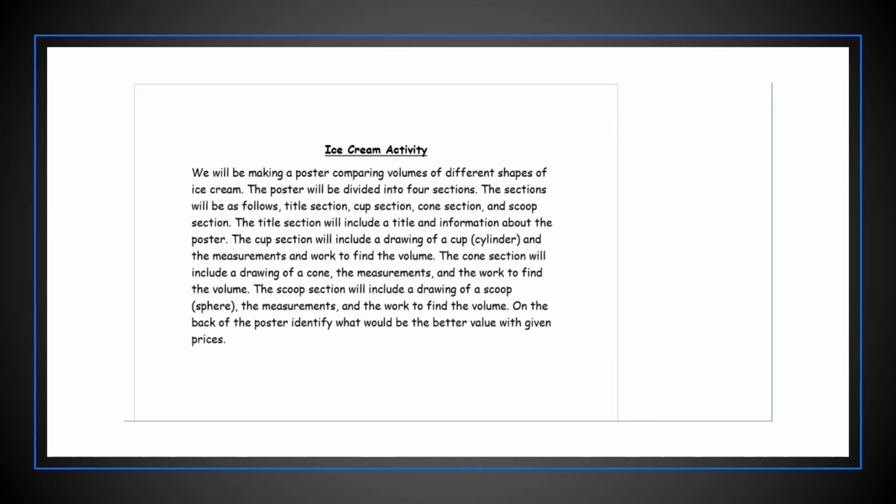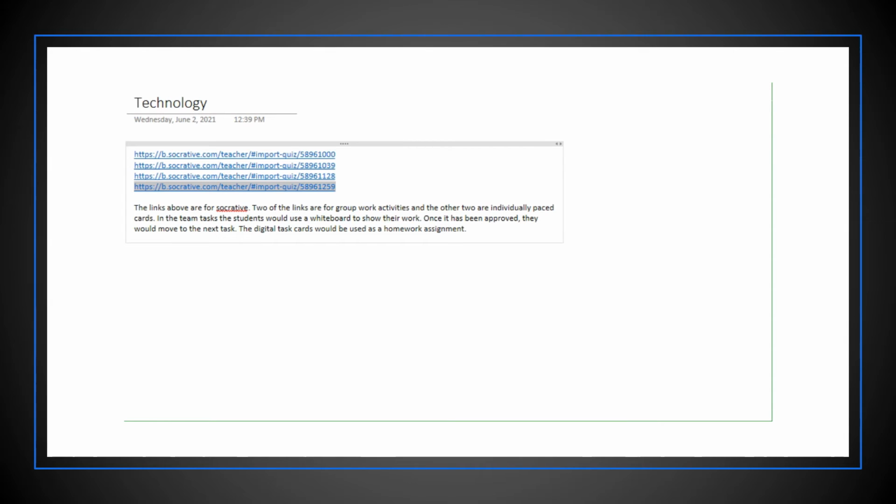Each section will include a drawing. So the cup, you'll have a cylinder. The cone, you'll obviously have a cone. The scoop, you'll have a sphere. And then I also want those measurements. And then on the back of the poster, I'll have given them different price points, and I want them to tell me which one is the better value based on their calculations of the volumes. Who doesn't like ice cream?